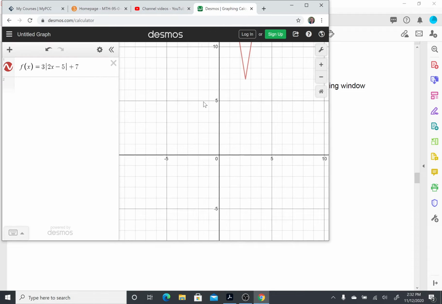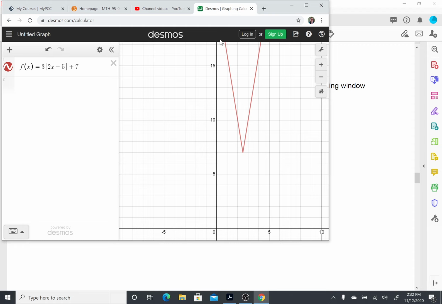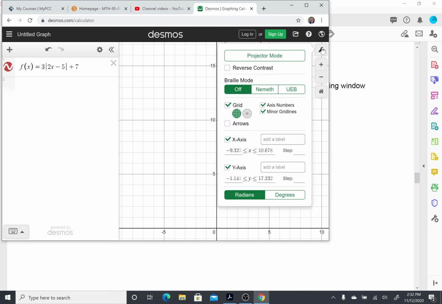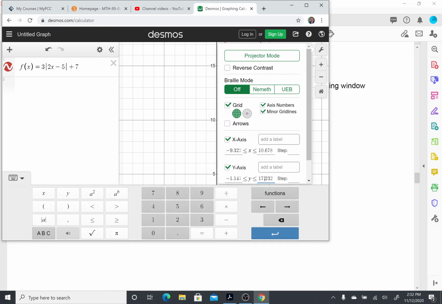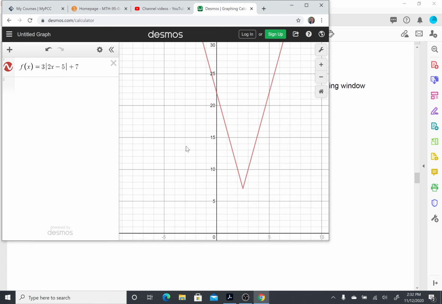My window may not be appropriate just yet because I don't see that I can view my y-intercept. So I'm going to hit this wrench and I want to look up a little bit higher. Maybe let's go up to 17 right now. Let's go on up to 30. See if that looks better.